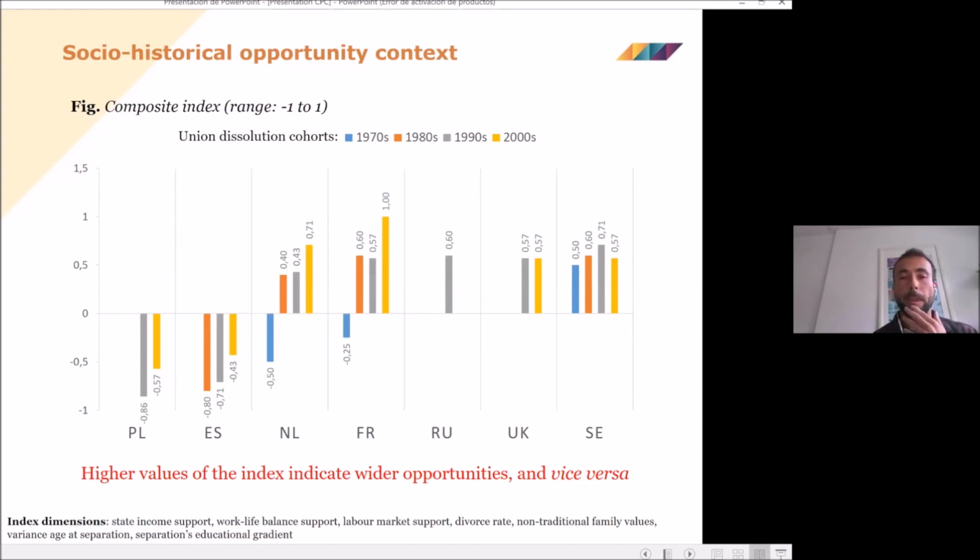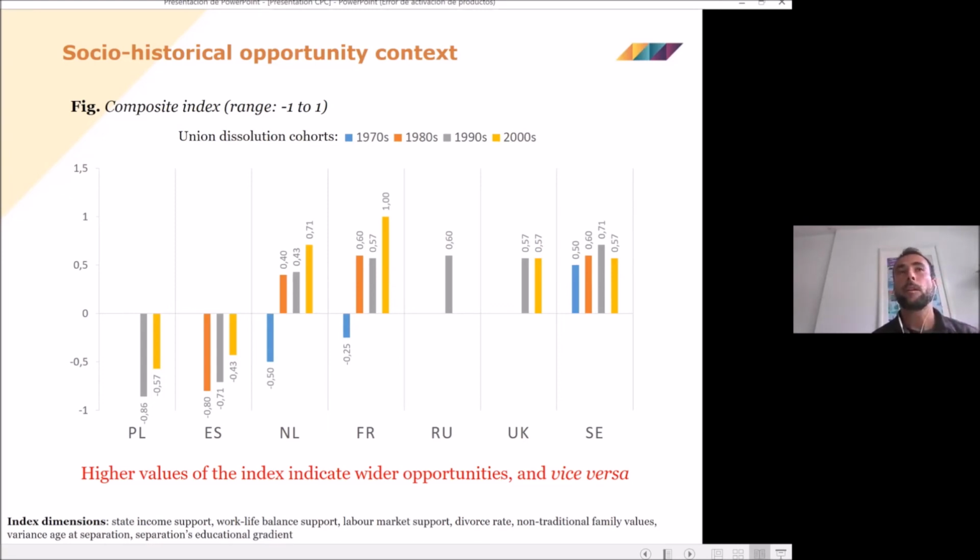But in brief, what we observe here in the figure is that in some contexts, such as Poland or Spain, women have more restricted opportunities for family because union instability is not so widely diffused, or there is little defamiliarization. And in countries such as Sweden, women had more opportunities as early as in the 1970s. So there are pretty much differences across the countries here.